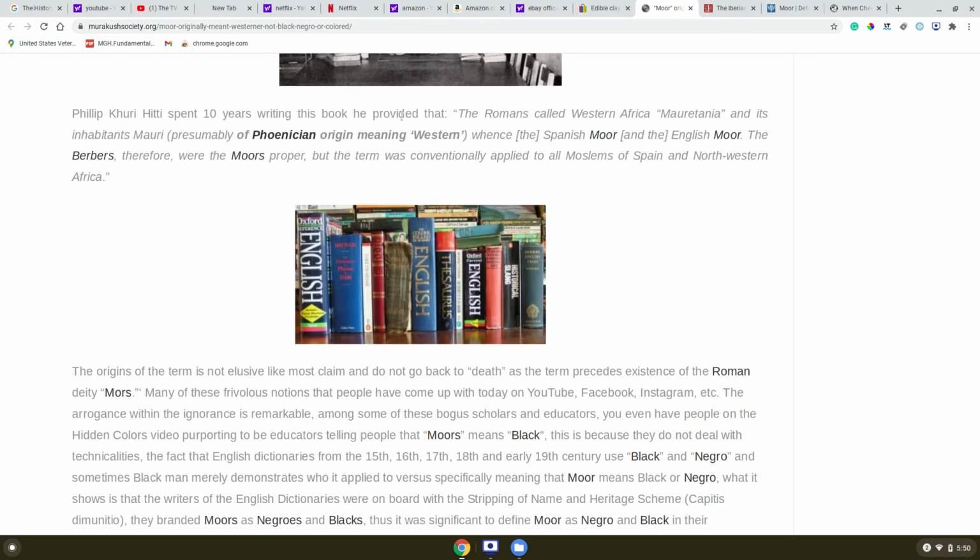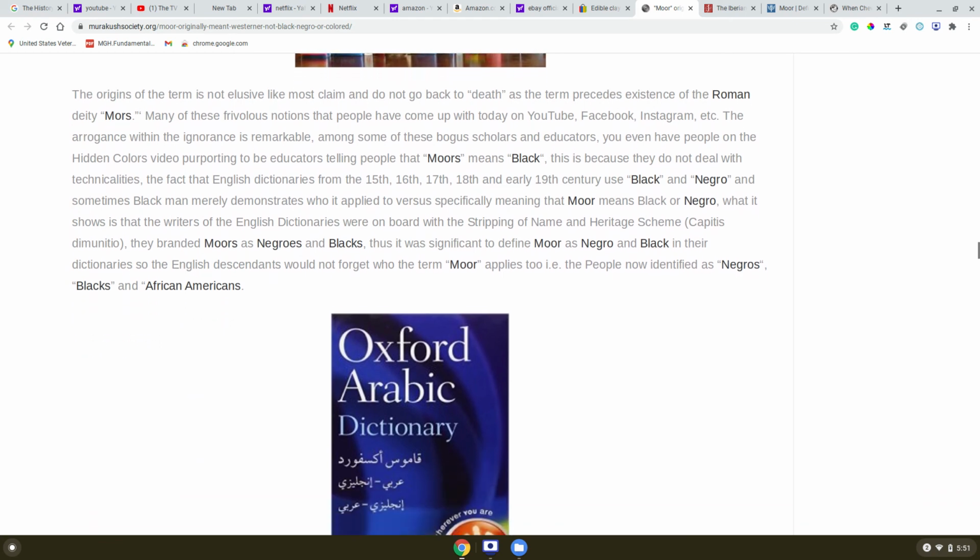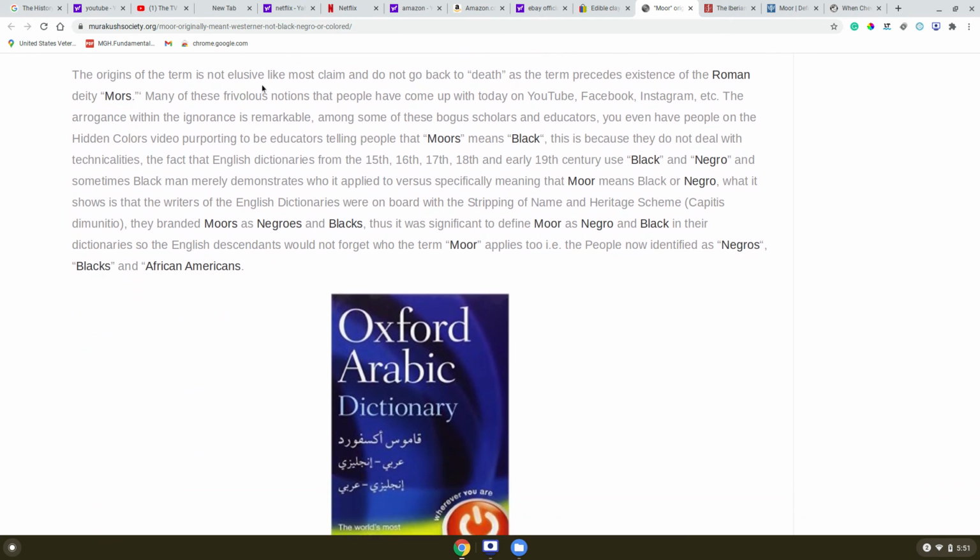Philip Hitti spent 10 years writing his book: the Romans call Western Africa Mauritania, and its inhabitants Mauri, presumably of Phoenician origin, meaning Western, whence the Spanish Moro and the English Moor. The Berbers, therefore, were the Moors proper, but the term was conventionally applied to all Muslims of Spain and northwestern Africa. The origin of the term is not elusive like most claim and does not go back to death, as the term precedes the existence of the Roman deity Mars.